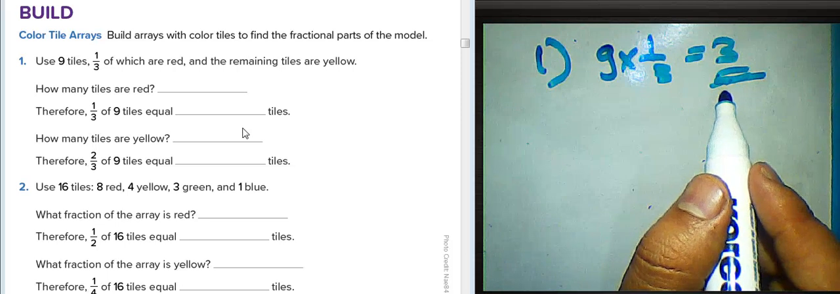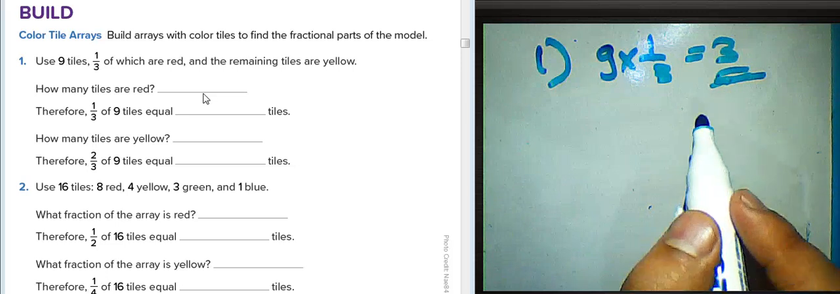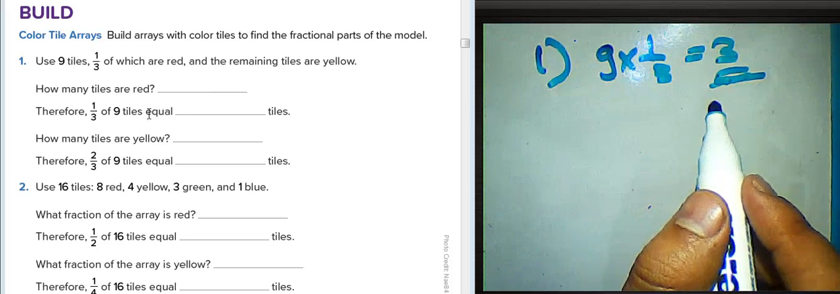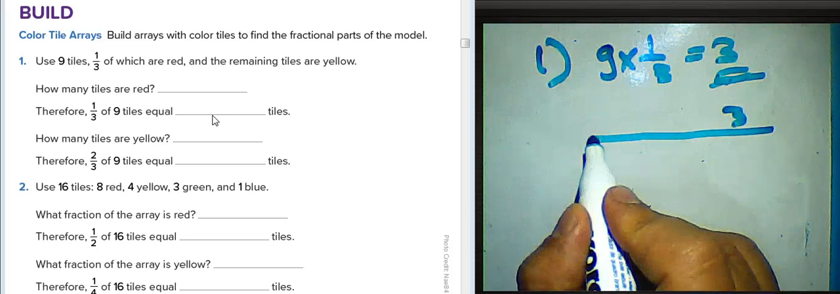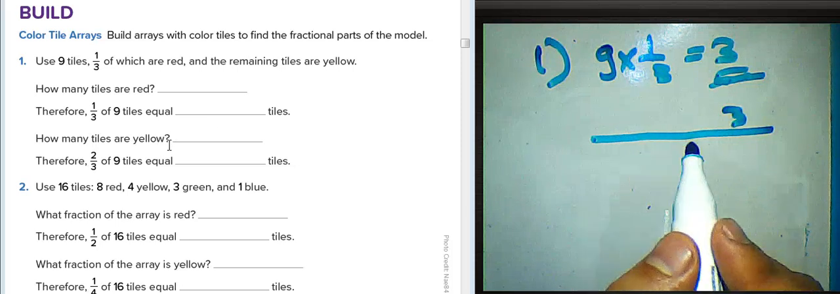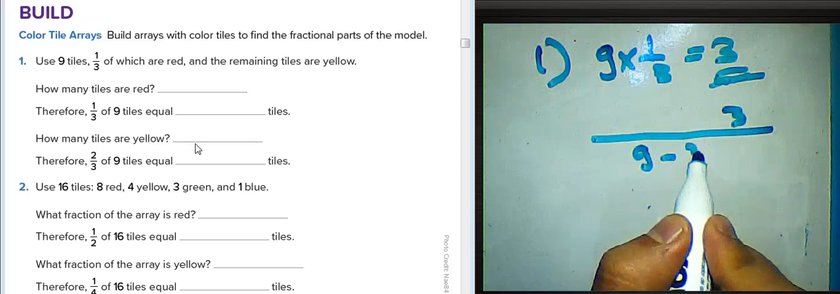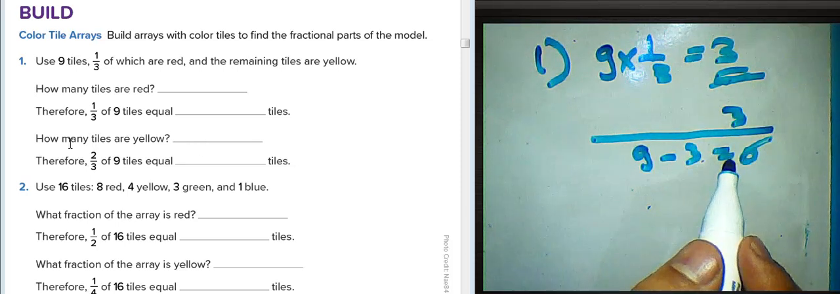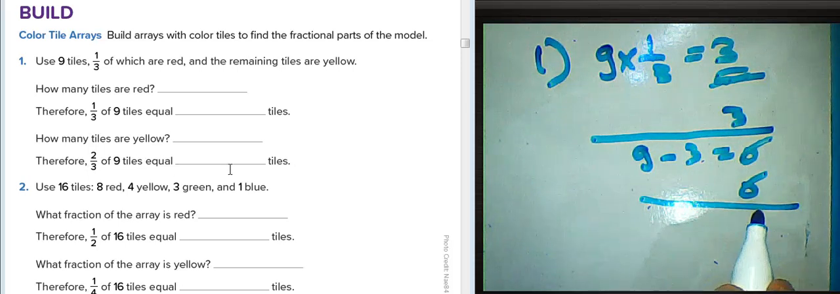In this space, look with me at the mouse here. Write here 3. How many tiles are red? Write 3. Therefore, a third of 9 tiles equals 3 tiles. Okay. And what about here? How many tiles are yellow? Yellow is the result here. 9 minus 3 will be 6. Therefore, 2 over 3 of 9 tiles equals 6. Okay, write 6 in this space. So again, write 3 here and 3 here, and 6 here and 6 here. It's question number 1.